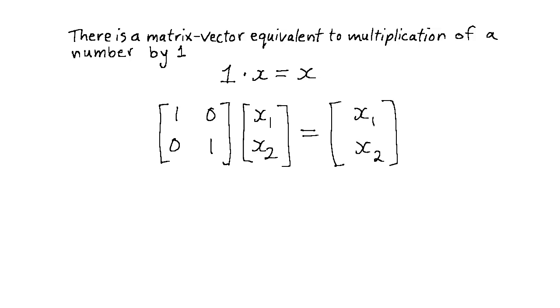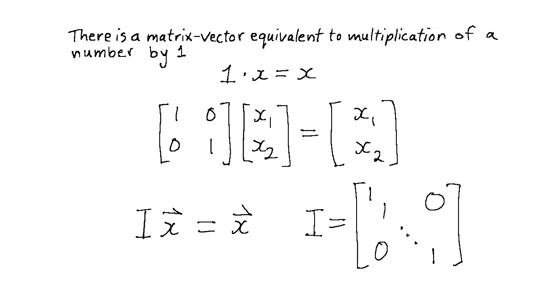Since multiplication by this matrix leaves a vector identical to what it was to begin with, we'll often write it simply as capital I. In general, I is a square matrix. It has the same number of rows as it does columns, with 1s along its diagonal and 0s everywhere else. I'll add that we often refer to capital I as the identity matrix.